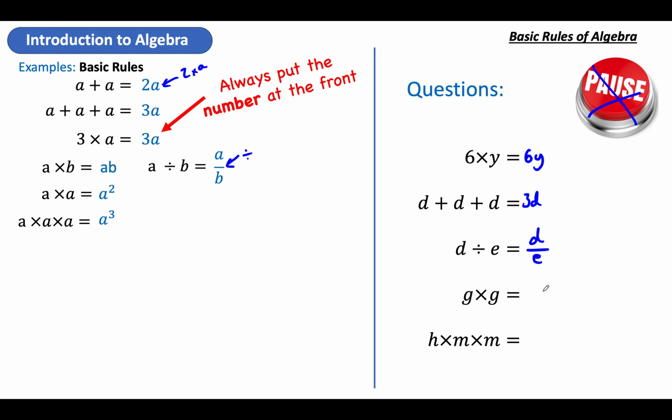Now, g times by g. So it's a letter times by itself this time, so I'm not going to put gg, like I'm a horse. I'm going to put g with the little 2, which means squared. So g times by itself, g squared.